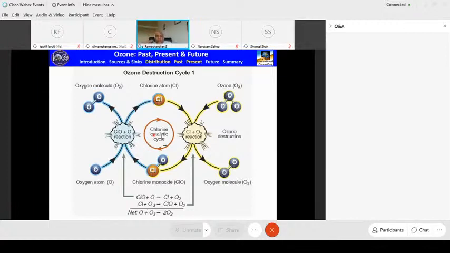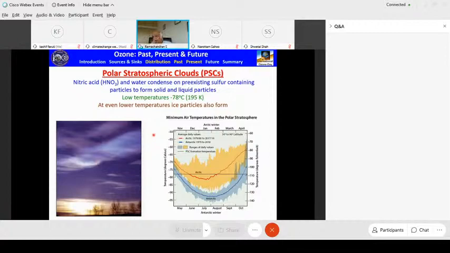I did mention the clouds that form at higher altitudes, in the polar regions, which we call polar stratospheric clouds, which are nothing but nitric acid, HNO3, and water which condense on pre-existing sulfur-containing particles. These sulfur-containing particles are familiar aerosols, solid or liquid particles that are present. But in terms of number, it is very, very small, the number of sulfur particles at those altitudes.